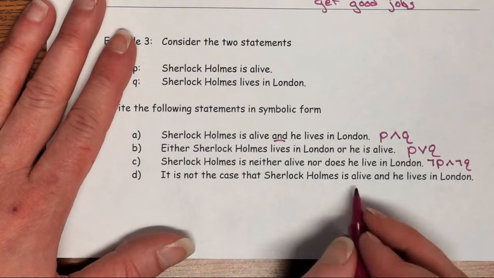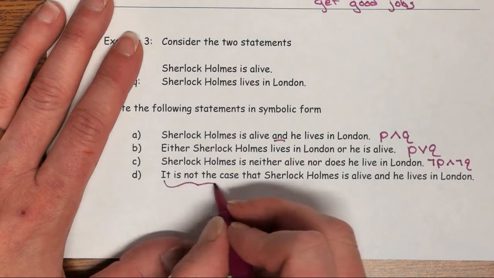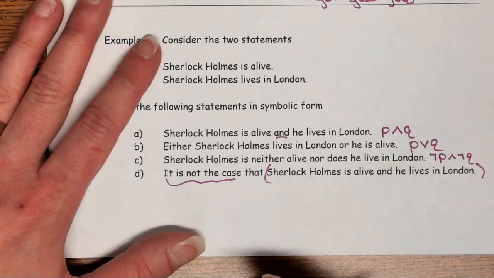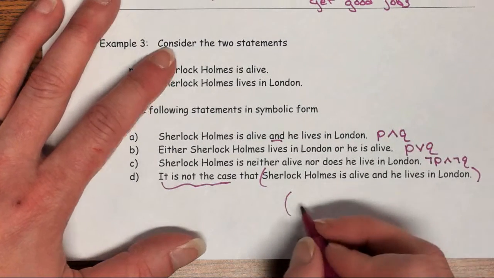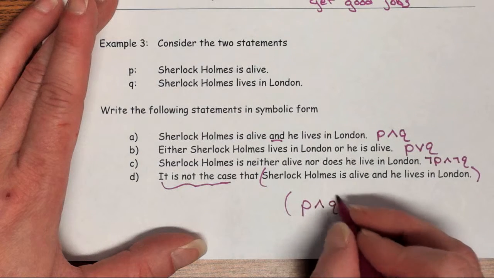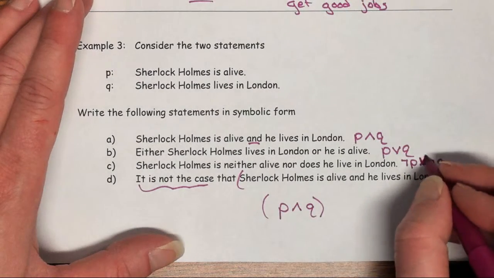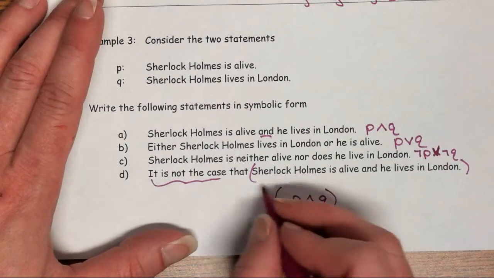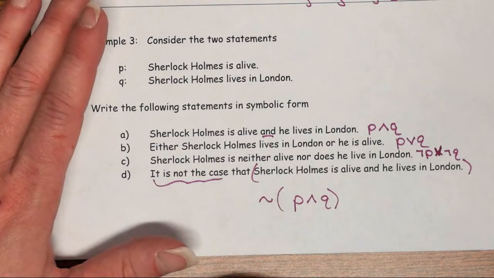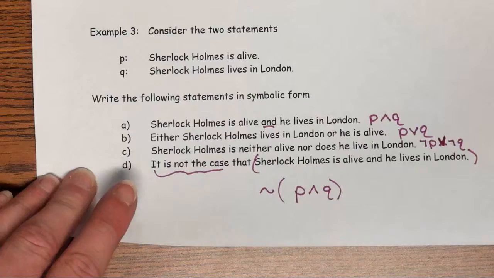It is not the case that Sherlock Holmes is alive and he lives in London. Notice that this one is stated differently. It is not the case that. So these are grouped. So Sherlock Holmes is alive with P and he lives in London. We should have done this one as an order. Sorry about that. It is not the case that he's alive and he lives in London. Not the and.